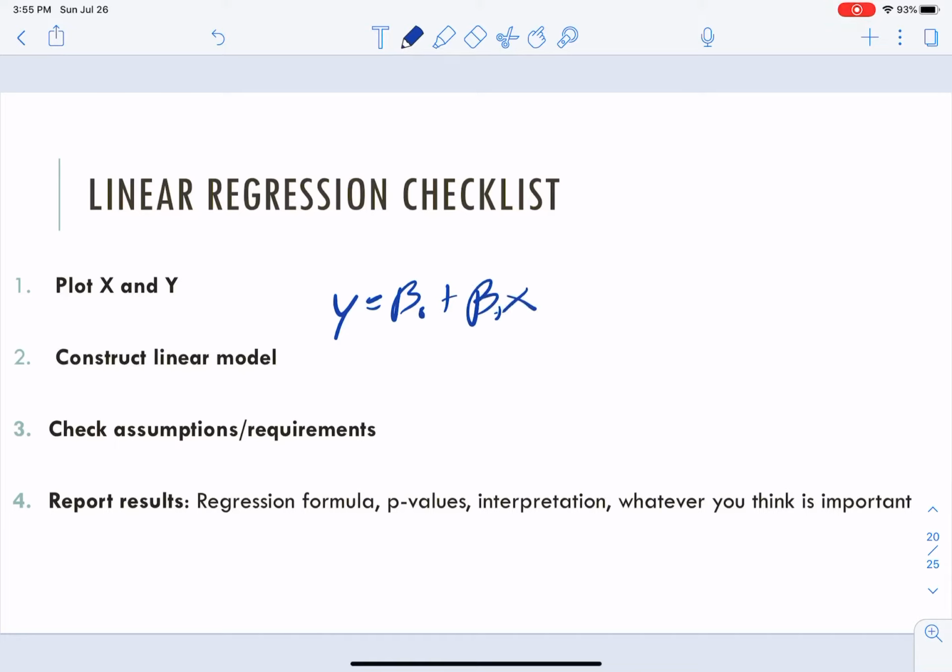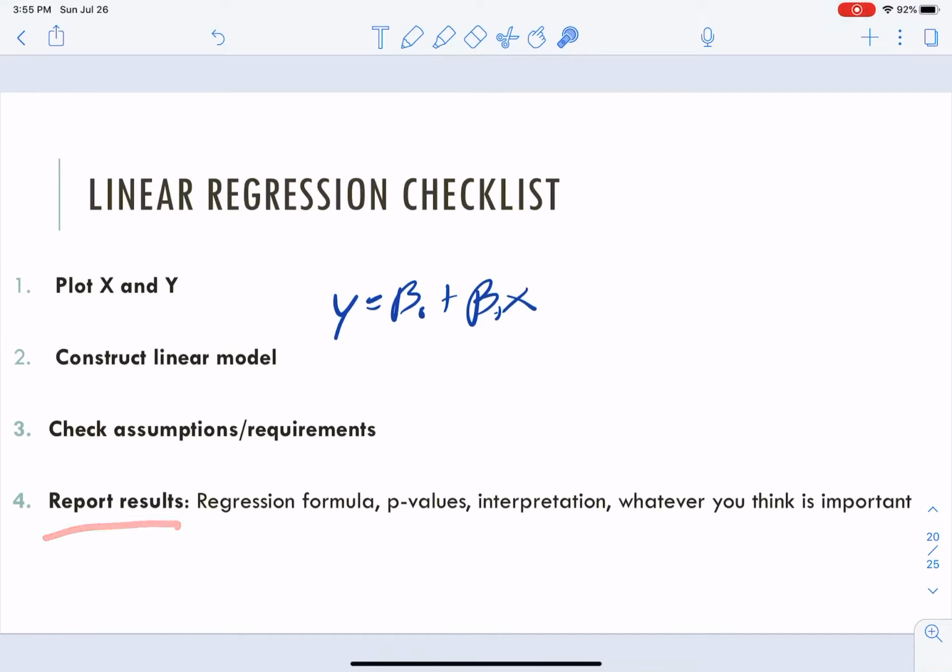We've got that. And then we just want to make sure that everything is in a straight line, that the line we did draw is actually doing a good job of defining the relationship there. Make sure that our over and under estimations are consistent. So that's all good. And then you just report your results.